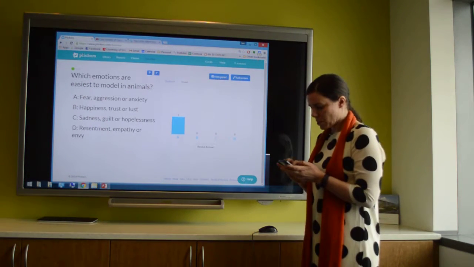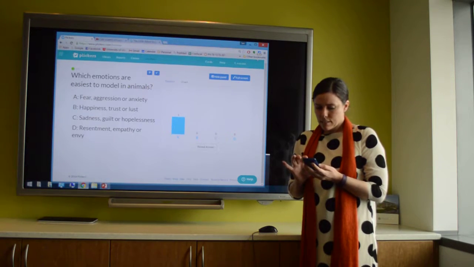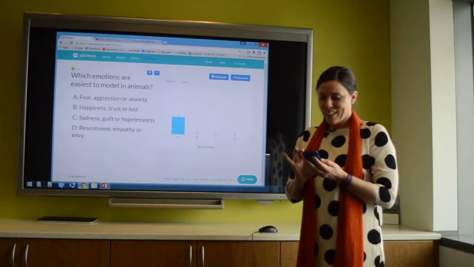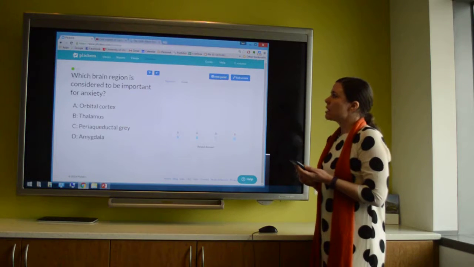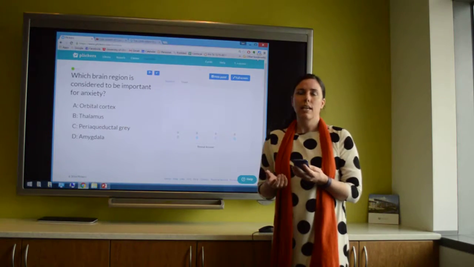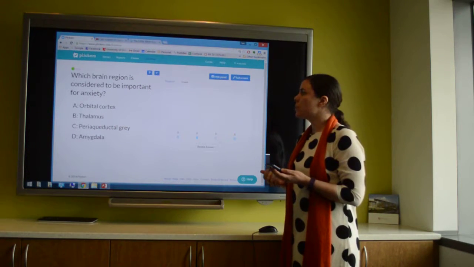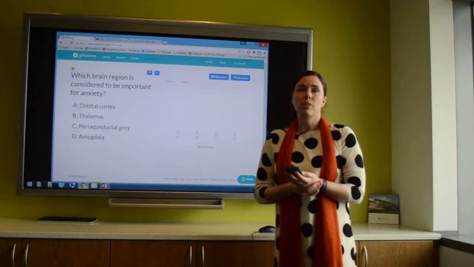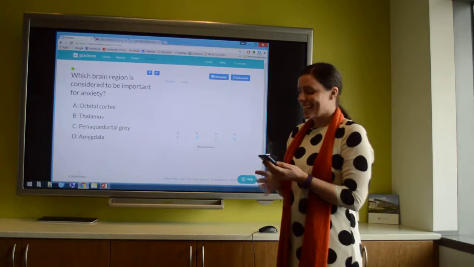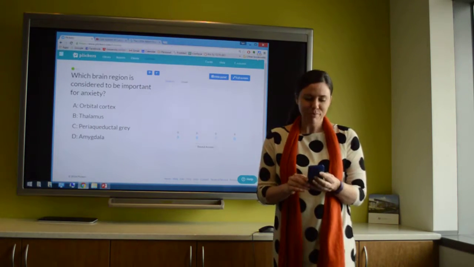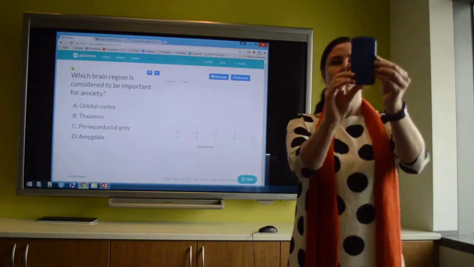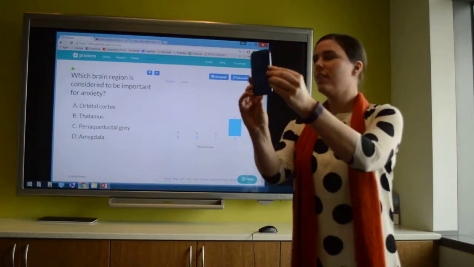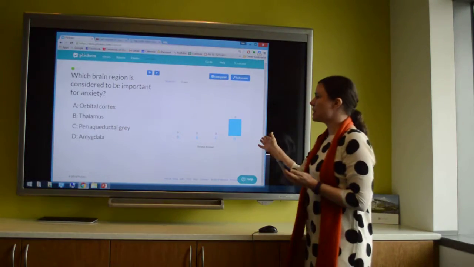Alright, so our next question is, which brain region is considered to be important for anxiety? We have A, orbital cortex, B, thalamus, C, periaqueductal gray, and D, amygdala. Alright, so everyone has gone with D, amygdala?